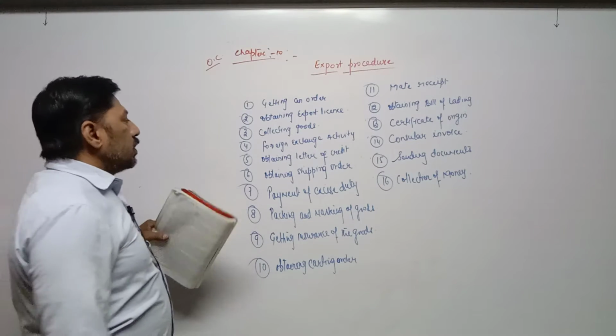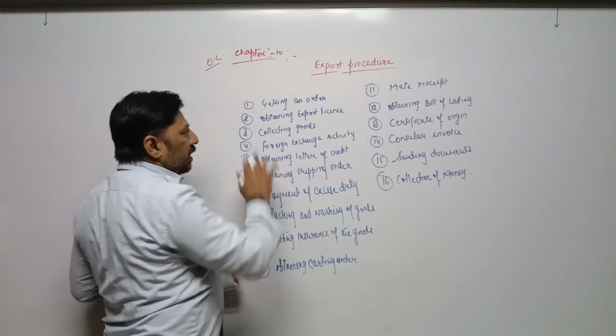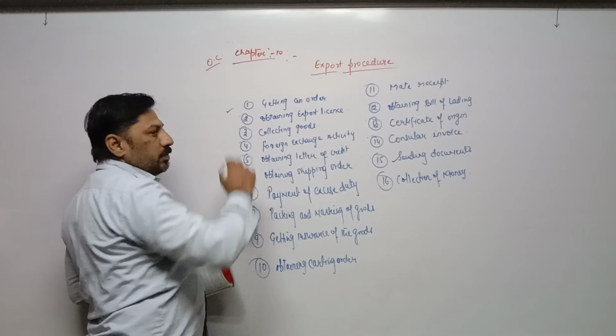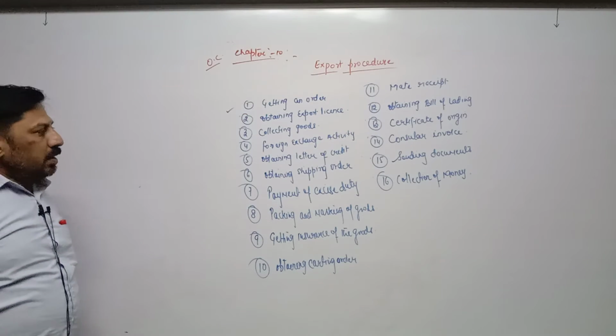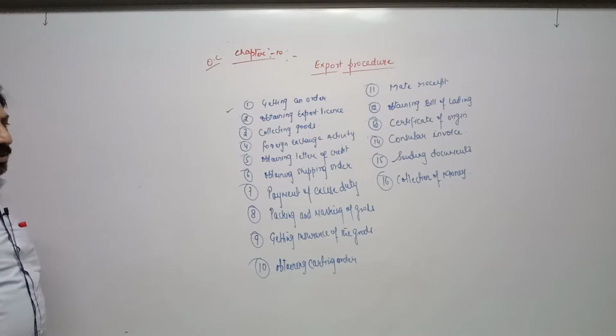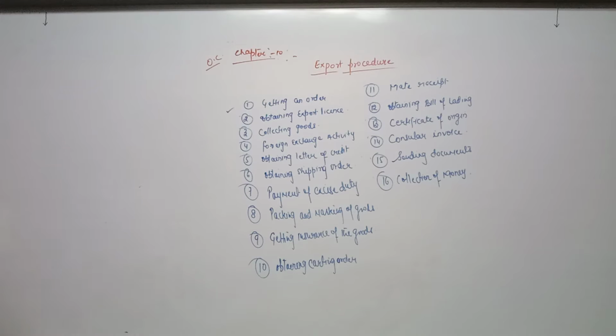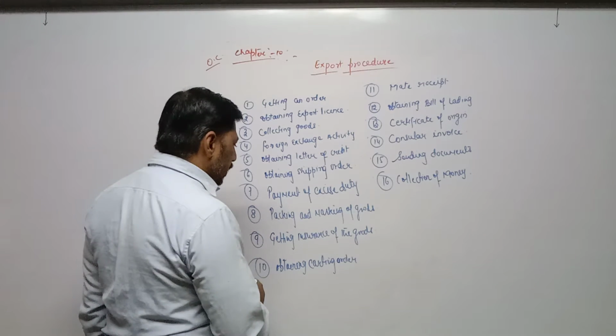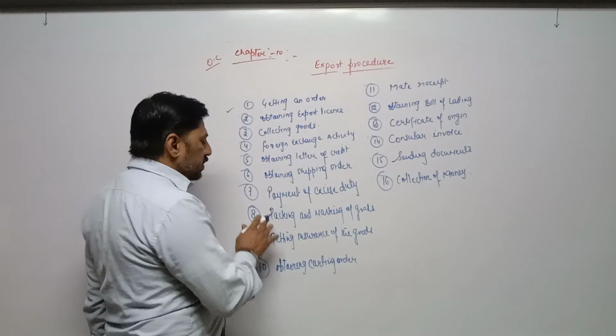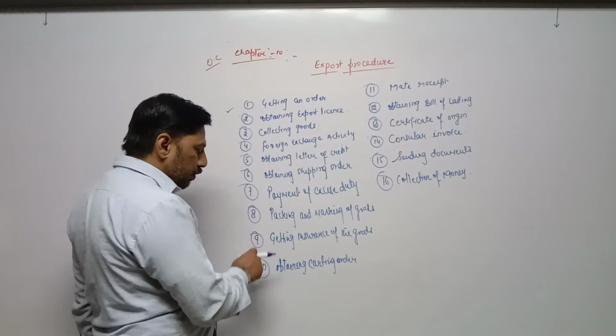Out of which you have to learn points in order. First one is getting an order. Then second, obtaining export license. Then collecting goods. Then foreign exchange activity. Obtaining letter of credit. Obtaining shipping order. Payment of excise duty. Packing and marking of goods. Then getting insurance of the goods.